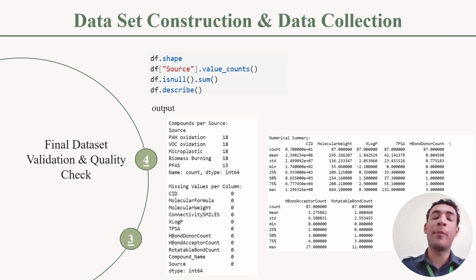Before model training, I performed a complete quality control scan of the dataset using Python. I checked dataset dimensions, class distribution, missing values, summary statistics, and descriptor ranges. The results confirmed that the dataset was balanced across pollutant classes, had no critical missing values, and showed strong chemical diversity. This step is essential because reliable machine learning always begins with reliable data.